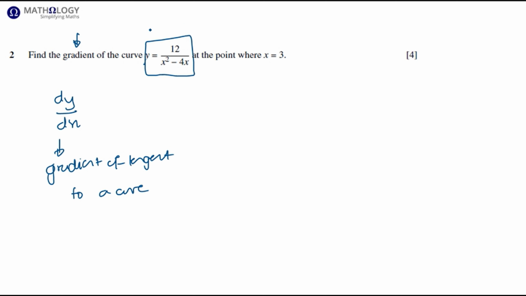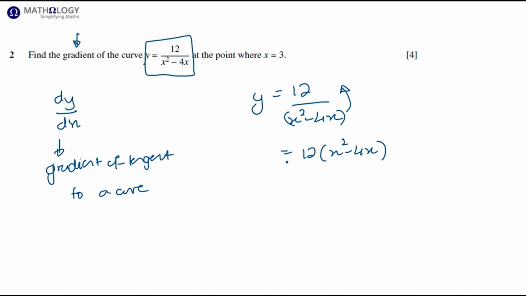Before we can differentiate this expression, though, we need to ensure it's in differentiable-ready form. By that I mean, if you have a denominator, your expression needs to be such that you have a denominator of 1. So y equals 12 over (x squared minus 4x). So we're going to take this expression to the top. So we have y equals 12 times (x squared minus 4x) to the negative 1. This is now in differentiable-ready form.